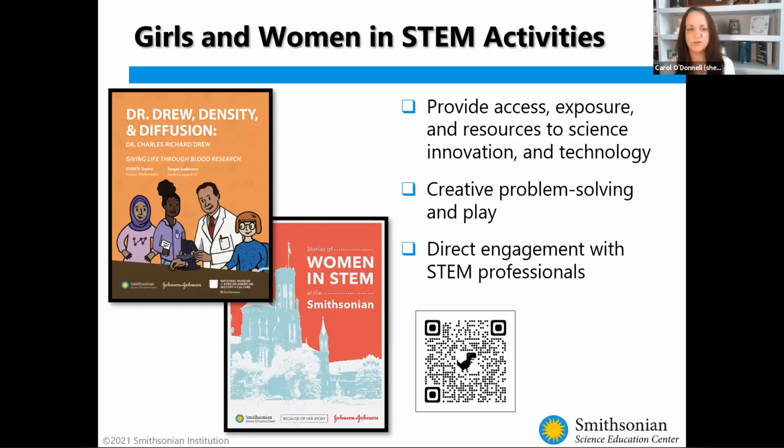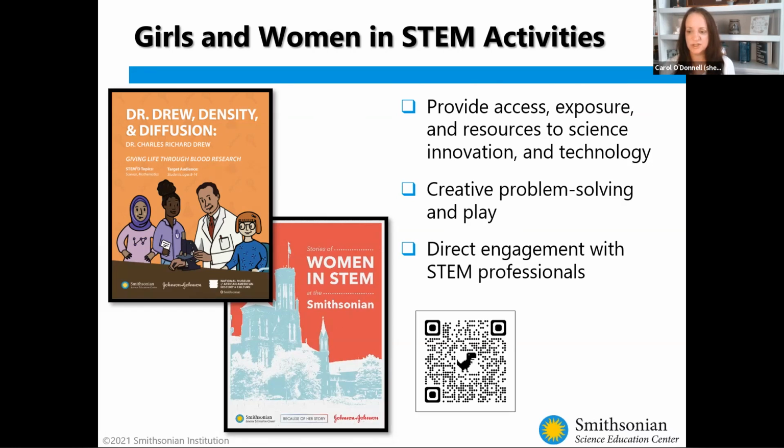So one of the projects that we're involved in, focused on girls and women in STEM, manufacturing, and design, is in order to provide access, exposure, and resources to young girls to engage them in science and innovation and technology and design. And much of that work around design we've learned from our own colleague at the Smithsonian, who is the director of the Smithsonian Cooper Hewitt Museum on design. We also engage students in problem solving and hopefully are able to directly engage them with STEM professionals so that they can see themselves and others.